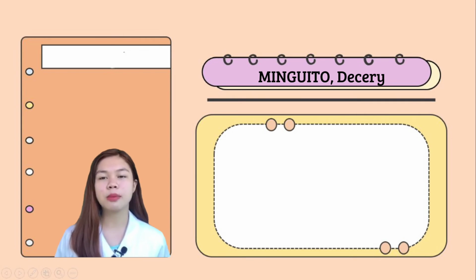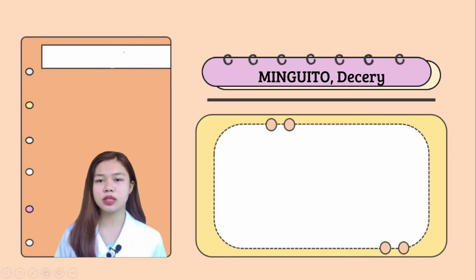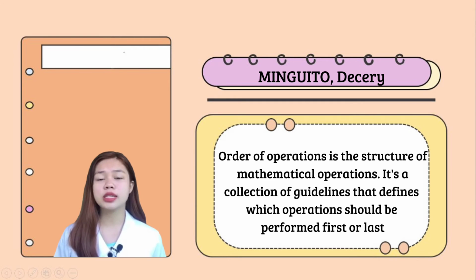Perform operations in mathematical expressions correctly. The following order of operations is a critical point to remember when simplifying mathematical expressions. Order of operations is the structure of mathematical operations. It's a collection of guidelines that defines which operation should be performed first or last.